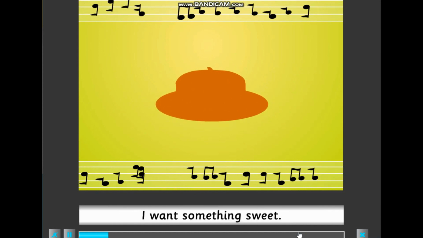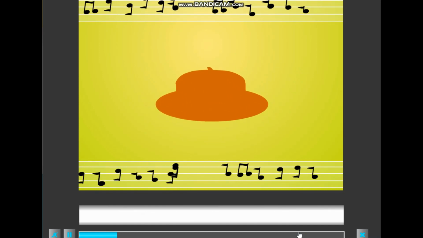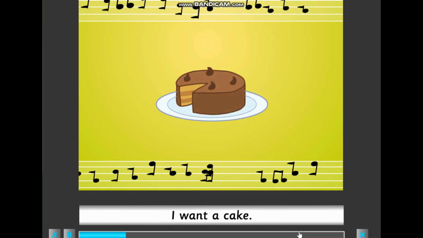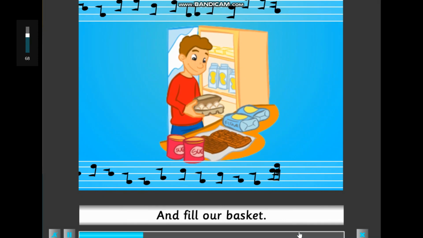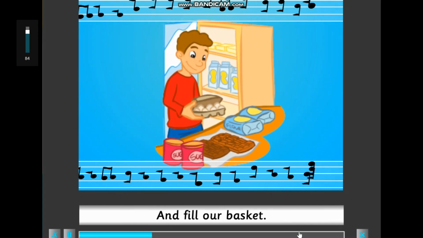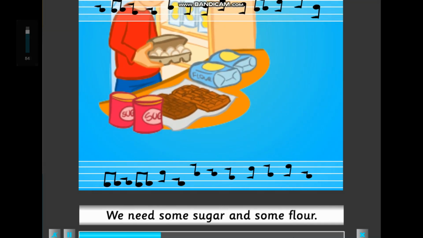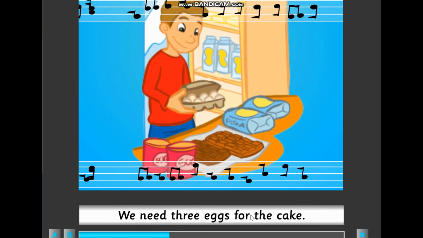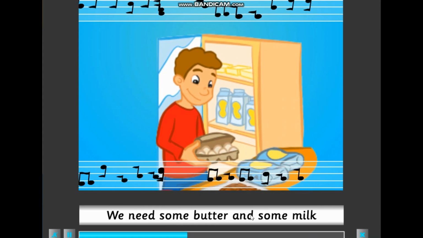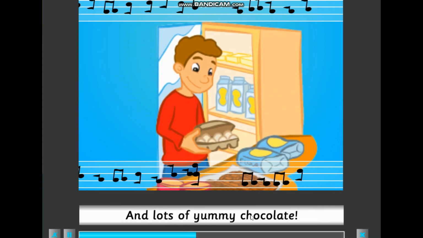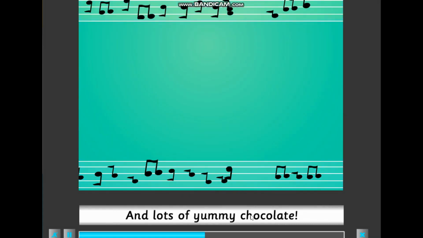I want something sweet. I want a cake. Let's go to the market and fill our basket. We need some sugar and some flour. We need 3 eggs for the cake. We need some butter and some milk and lots of yummy chocolate.